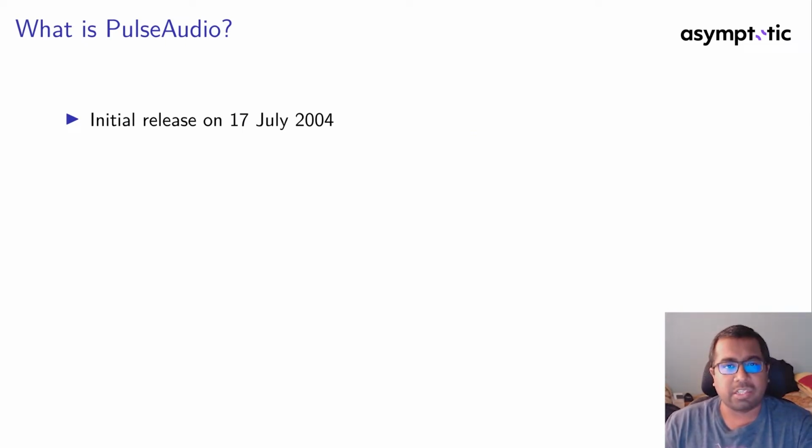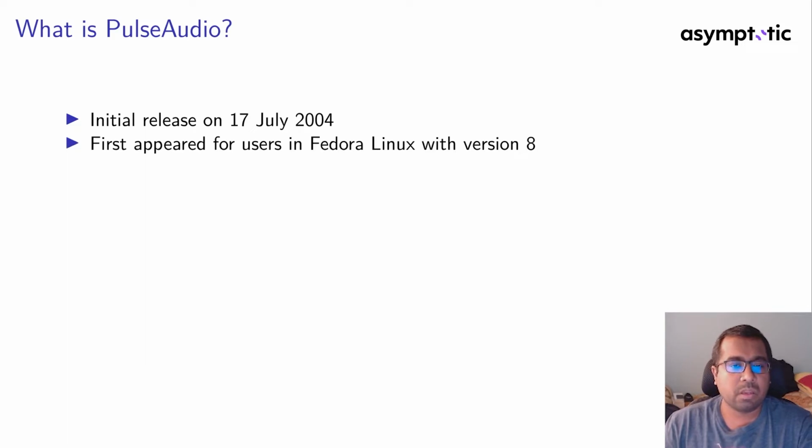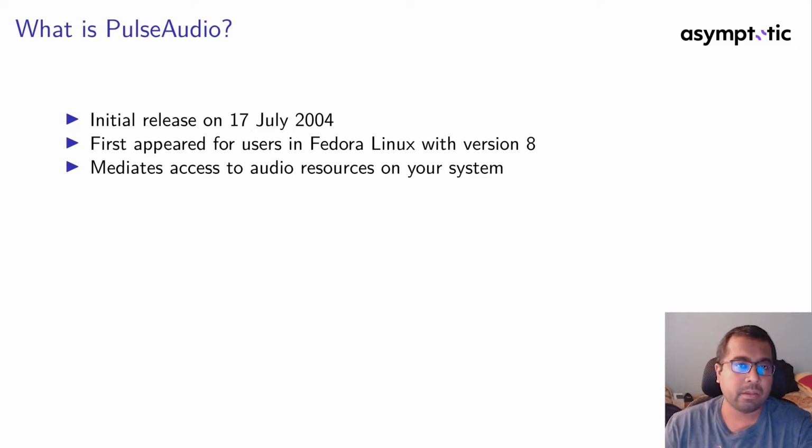So PulseAudio had its initial release in 2004. It first appeared for users of Fedora Linux with version 8. PulseAudio primarily mediates access to the audio resources on your system, like volumes, routing policy, etc. So let's see some of its features. PulseAudio can take input from multiple sources on the system and redirect them to one or more sinks, thus carrying out the job of software mixing. And this also allows more than one application or program to play back sound at a time.